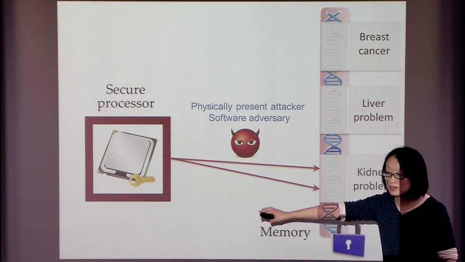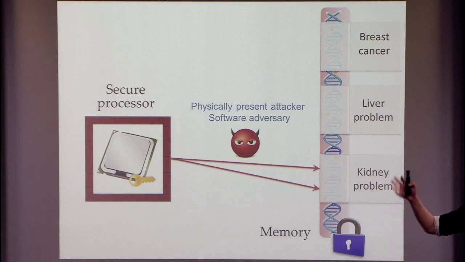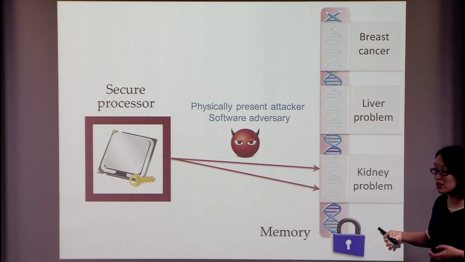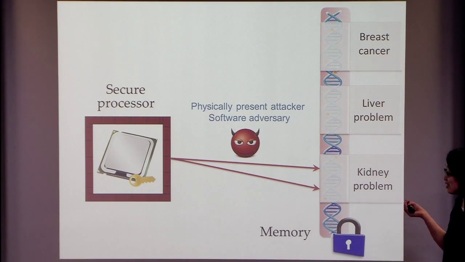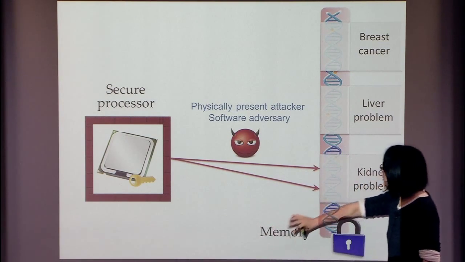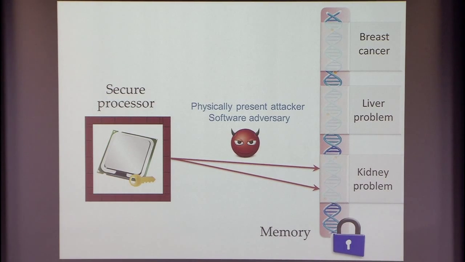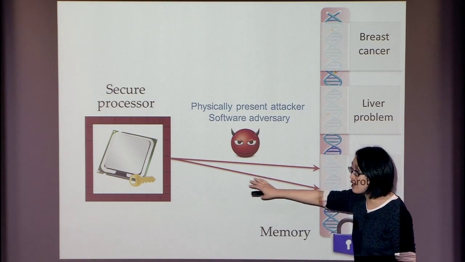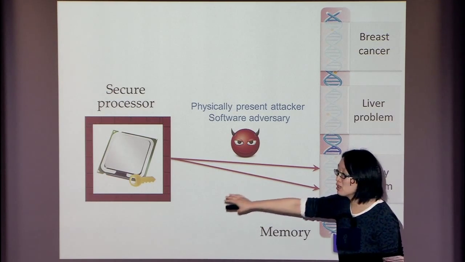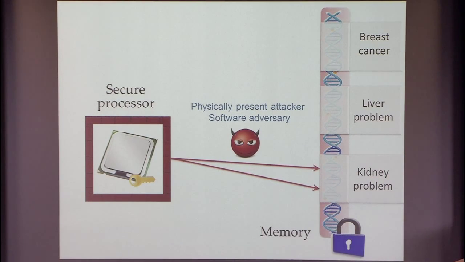The first scenario, consider you have a secure processor, and your cloud server, you have secret genomic data on your cloud server. To protect your genomic data, you rely on the secure processor to encrypt your memory contents. But the problem is that even though your memory contents can be encrypted, if your adversary can observe this communication link between the secure processor and the memory, the attacker can still learn a lot of information.